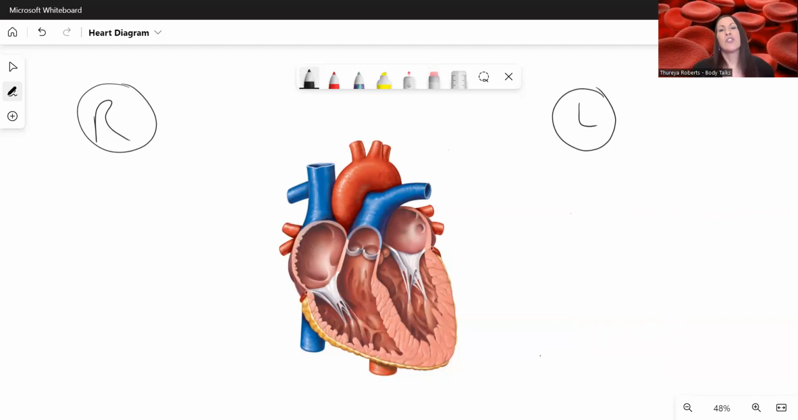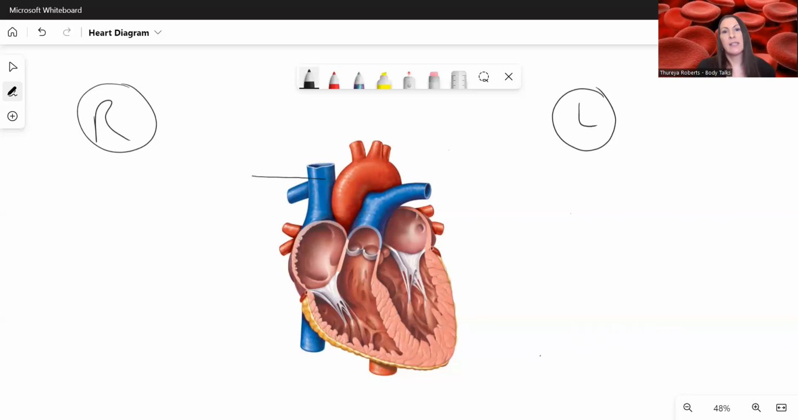So that is the chambers of the heart, and that is the valves of the heart. Remember, valves are always there to prevent backflow of blood and ensure blood only travels in one direction. The last part I want to talk about regarding the structure of the heart is the vessels leading into and branching off from the heart. So we'll start over here.